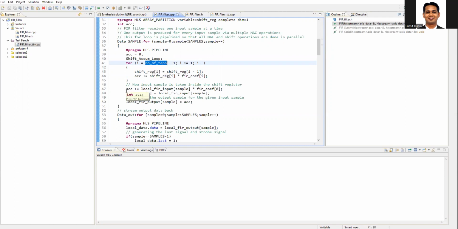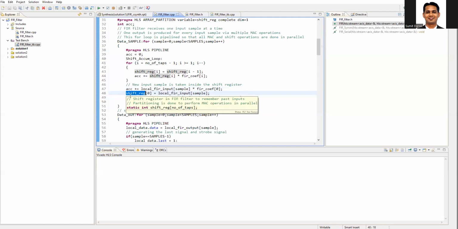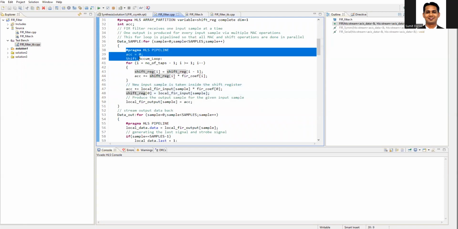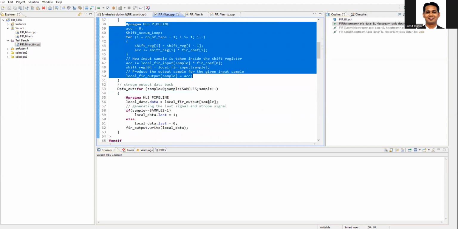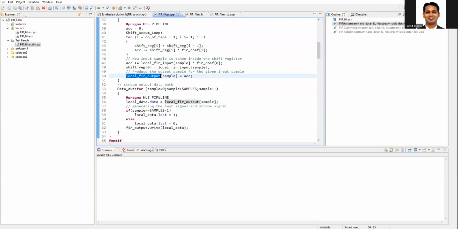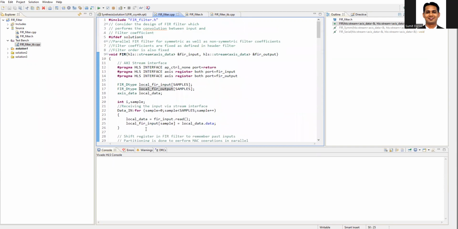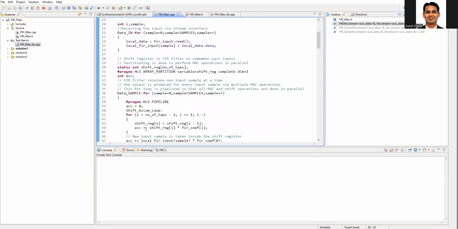And then for the new sample which I have received, I perform the multiplication with the corresponding filter input. That is the first filter coefficient. And then I'll insert that input inside my shift register. Okay, so this is the very simple code for the FIR filter, and I get the output. Then output data, which is the vectorized data, I'll convert into the stream form and I'll return it. So this is the normal FIR filter, which works for the symmetric and non-symmetric filter.